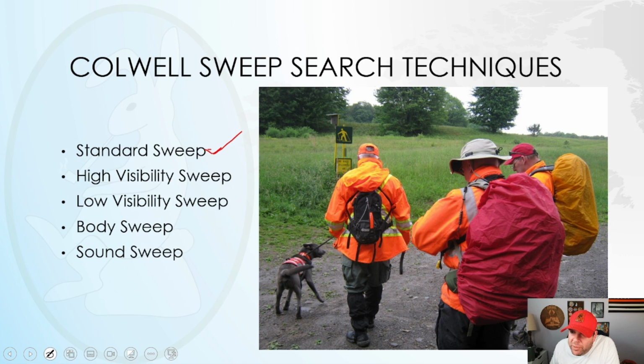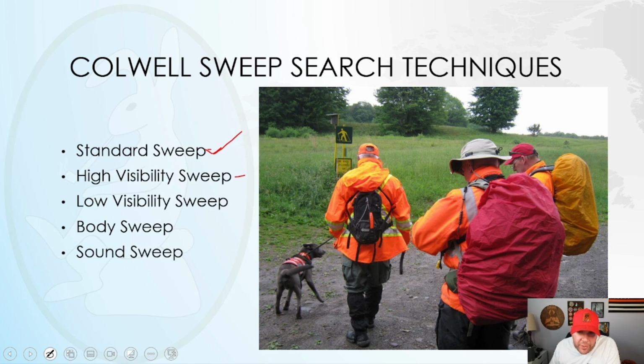A high visibility sweep is for people known to be wearing high visibility clothing. They've either got some fluorescent clothes on, some fluorescent colors or some bright colors, or you have some extremely open terrain where it's really easy to see. Okay, so we'll spread the teams out wider, and we call that a high vis sweep.